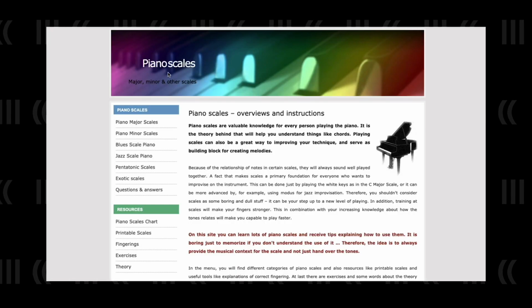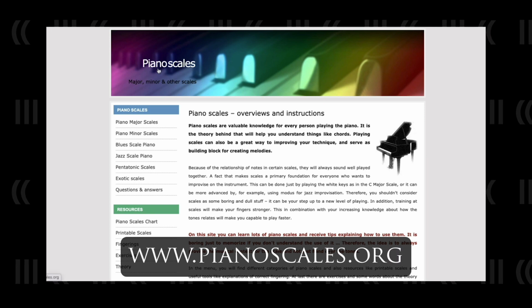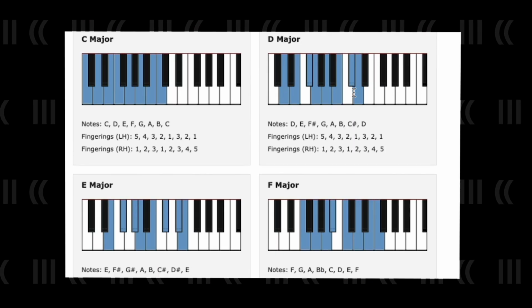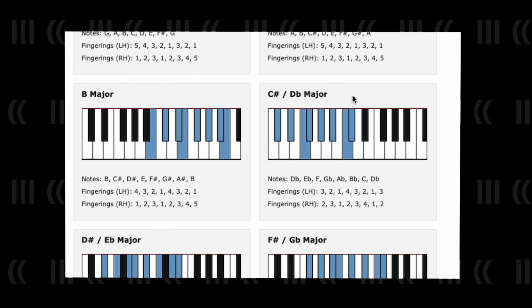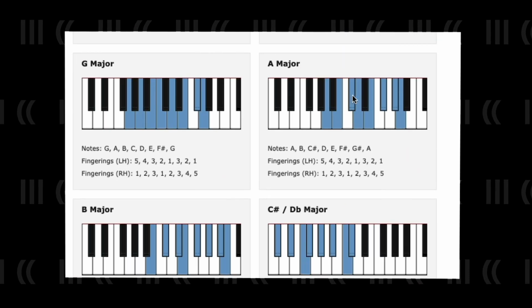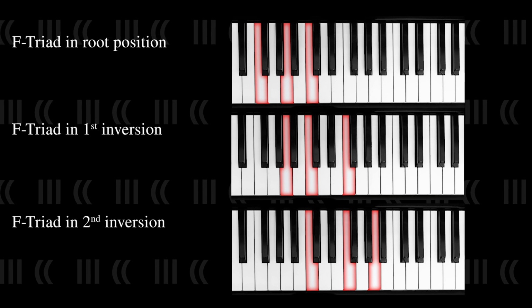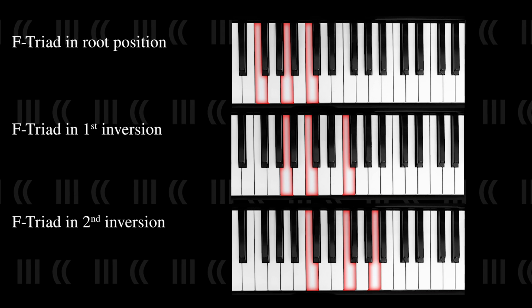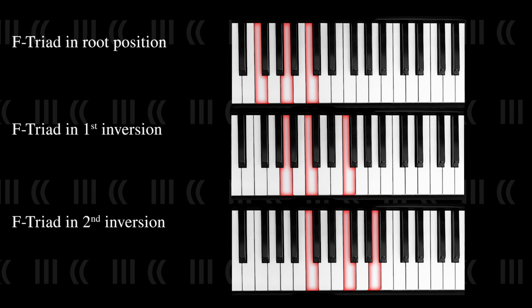If you don't know the scales yet, I just found a very helpful website, pianoscales.org, and here you click on the piano major scales, and then if you scroll down you can find all the major scales in all 12 keys. You should also be able to play all triads in each inversion. This is also very helpful to find the chords anywhere. I also found a great website on this topic. You can find the link in the description below. And now, let's go to the piano.